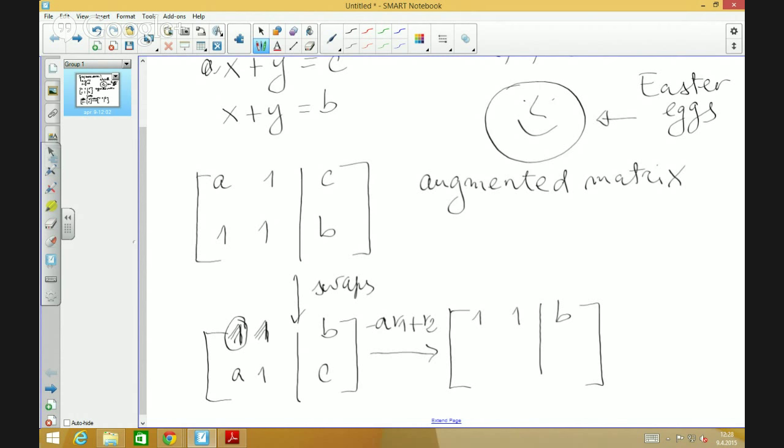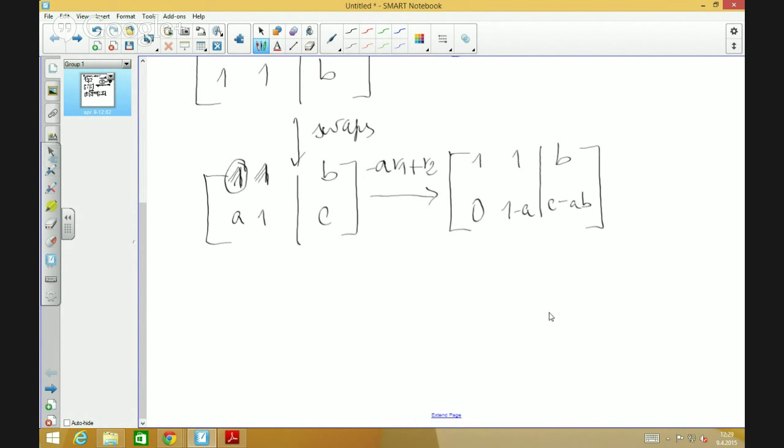And now what happens to the second row? Instead of the A, we get A plus minus A, so A minus A. We get our beloved 0 there. That's the thing we wanted. Then we have 1 minus A. And here, instead of the C, we have C minus A times B. Okay, so now we are in business. Now we can start working with this.